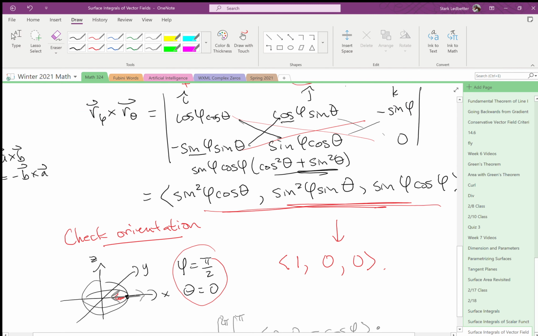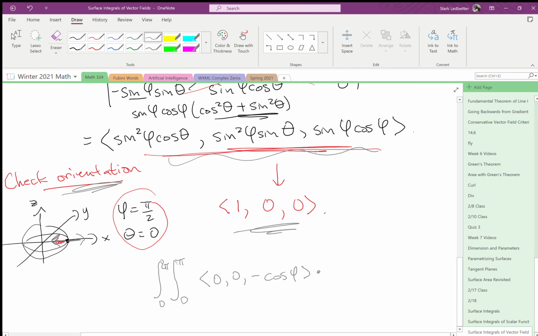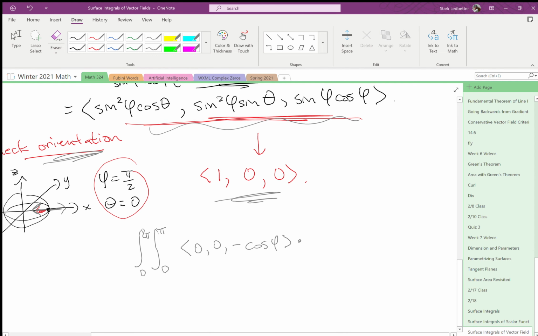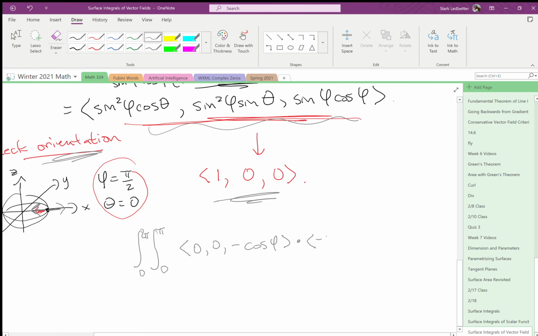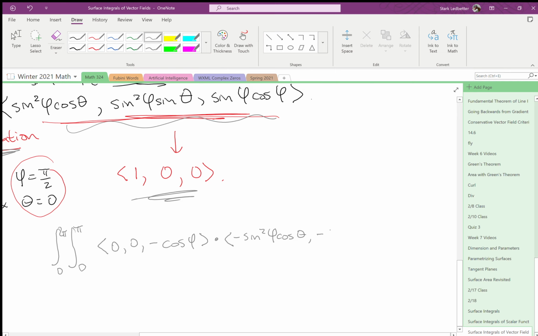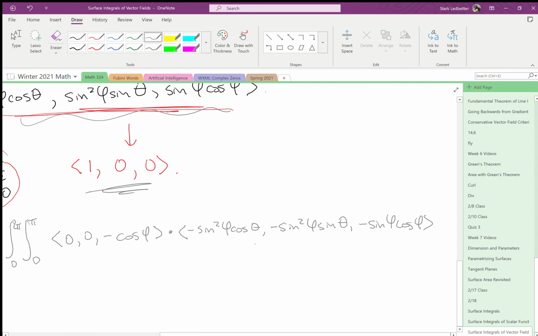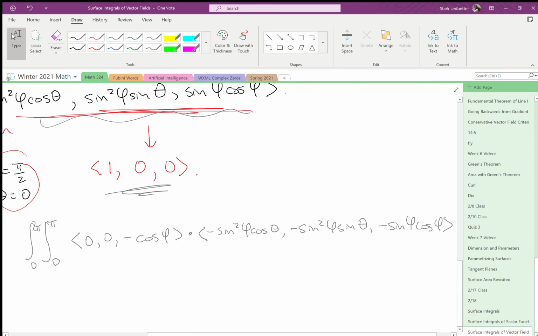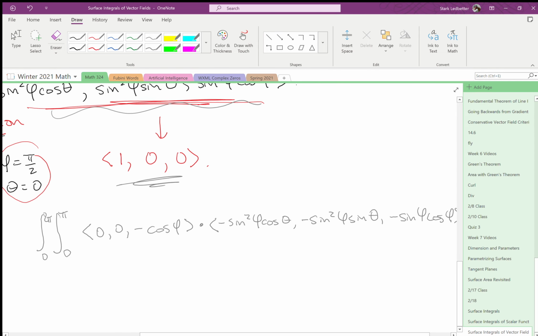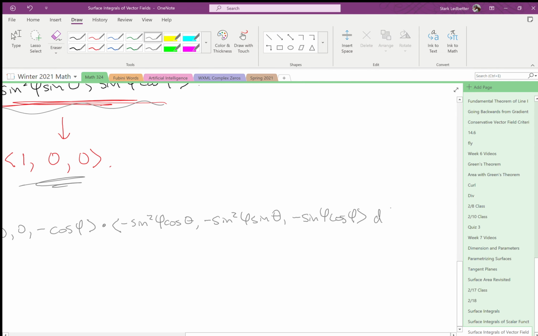All right, so I've got 0, 0, negative cosine phi, dotted with maybe this, but maybe the other orientation. And actually here I checked, this is the wrong orientation. This flows out. So what I'm going to do is take the negative of all those. So that's the one extra step you need to do. You might need to negate this vector depending on the orientation. Okay, and then whatever that dot product works out to, and let's see, phi is on the inside. So d phi, d theta.